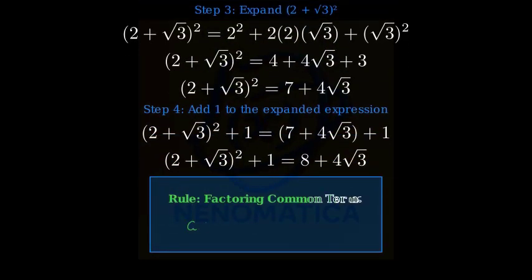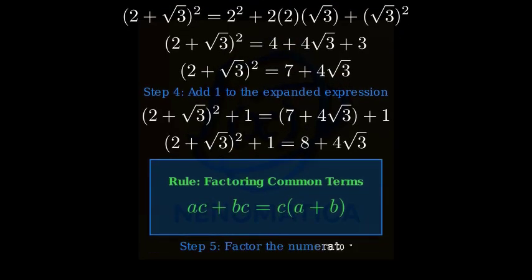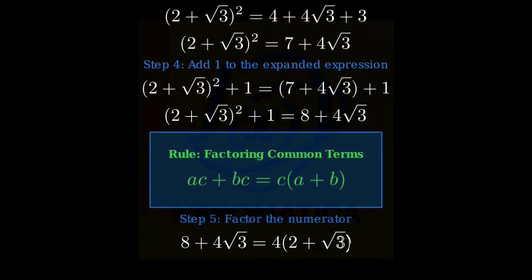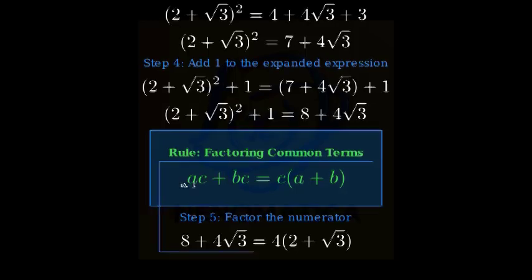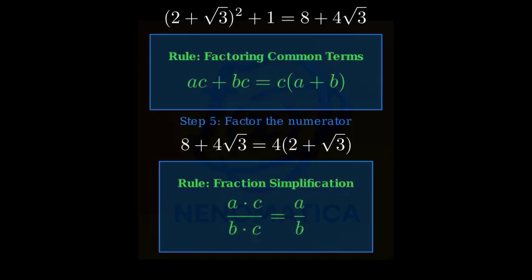Let's recall that we can factor out common terms from an expression. So 8 plus 4 square root of 3 equals 4 times the quantity 2 plus square root of 3. Now we can simplify our fraction, using the property that if the numerator and denominator have a common factor, we can cancel it out.